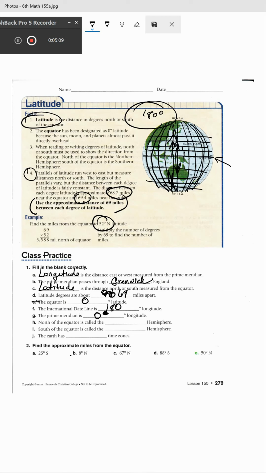North of the equator is called the northern hemisphere. South of the equator is called the southern hemisphere. The Earth has how many time zones? Well, there's one for each hour of the day. Find the approximate miles from the equator. Let's just do 2 of these. So remember, we're going to average 69 miles between each line. So for 25 degrees, we're just going to do that times 69. Good multiplication practice, right?